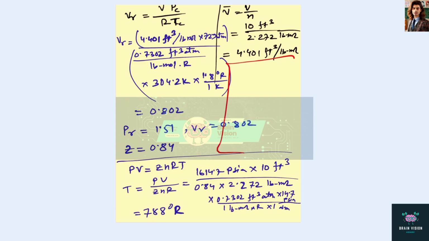Let's convert it to Fahrenheit scale. We got the temperature as 788 Rankine. Now we need to subtract 460 to get it to Fahrenheit. Therefore, the temperature of the gas is 328 degrees Fahrenheit.